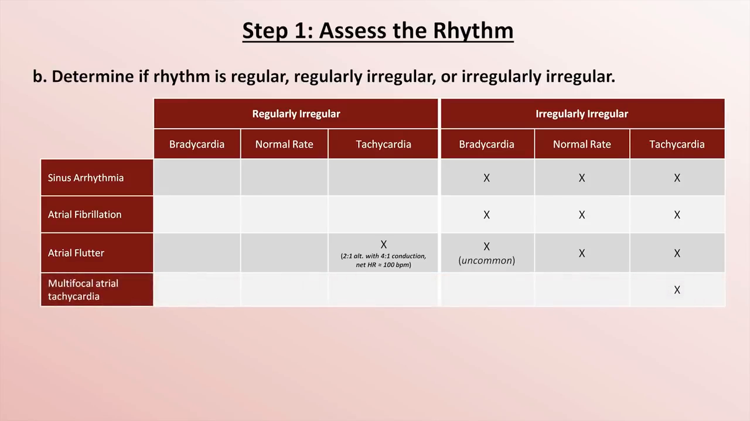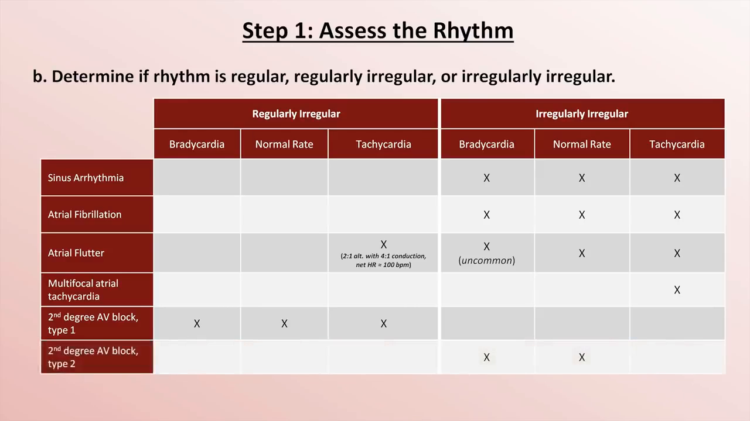Multifocal atrial tachycardia, in which 3 or more distinctly different irritable atrial foci are all firing at seemingly random intervals, results in an irregularly irregular tachycardia. While first and third degree AV block results in regular rhythms, second degree AV block results in irregular ones. Type 1, also known as Wenckebach AV block, results in a regularly irregular rhythm, while type 2 results in an irregularly irregular one. Note that type 2 second degree block is not seen in tachycardias.